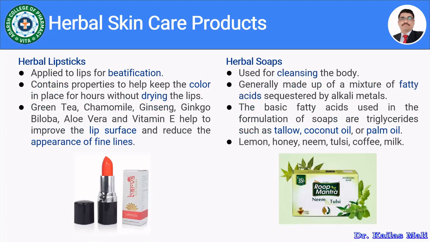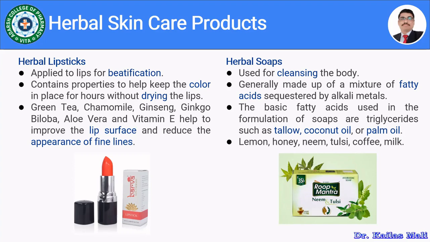Let us see the herbal lipstick. Yes, lipsticks are also prepared with the help of certain herbs. The basic components present in lipsticks are waxes and bromo mixtures along with castor oil. These are applied on the lips for beautification purposes. They contain properties that help keep the color in place for hours without drying the lip. That is the main purpose of the lipstick. Herbal lipsticks comprise green tea, chamomile, ginseng, ginkgo biloba, and aloe vera, along with vitamin E, which help to improve the lip surface and reduce the appearance of fine lines. So whatever fine lines are present on the lip are reduced with the help of some of these herbal materials. So this is about the herbal lipstick.